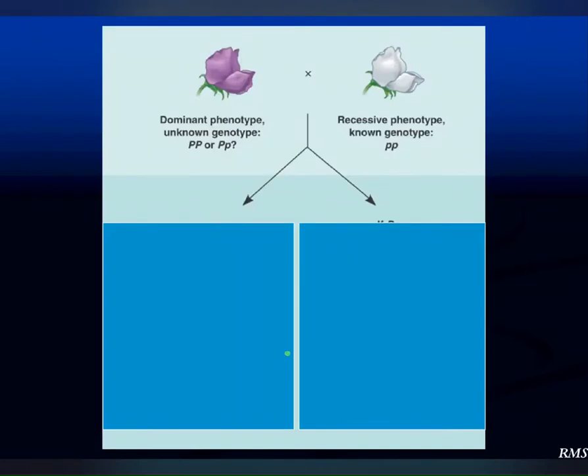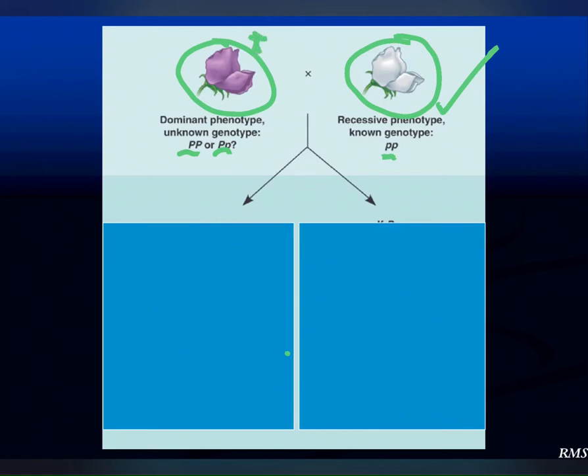So in our example of a test cross, we have our purple flower, which we don't know genotype-wise. It could be big P, big P, or big P, little p. But over here, we have a white flower that we're going to cross it with to do a test, and that's going to be homozygous recessive, little p, little p. That's the one you always know. And whenever you have an unknown, like this over here, you always cross it with a known. Your known is always a homozygous recessive.